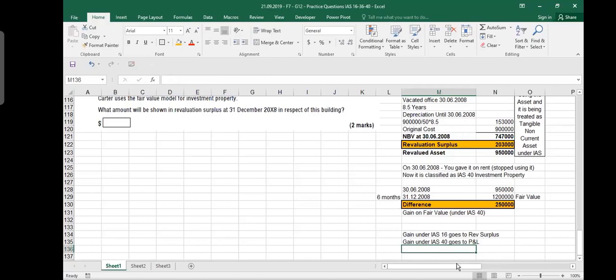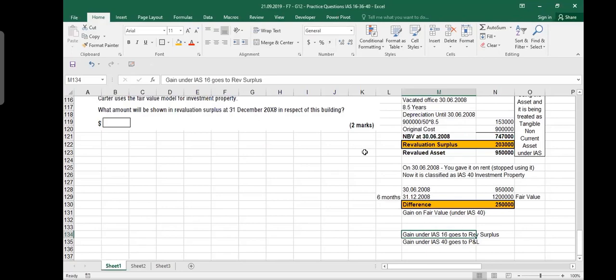When I was doing impairment, if you remember, I told you, go back and watch that video of impairment. I said many times that impairment of tangible non-current assets goes to other comprehensive income. Impairment of investment property goes to P&L. If you have an investment property, IAS 40, its value goes up or down, you write it into profit and loss. But if you have a tangible non-current asset, the value goes up or down, you put it in OCI, other comprehensive income.